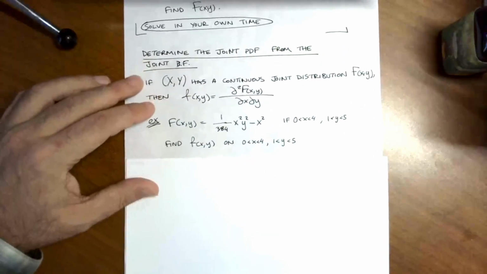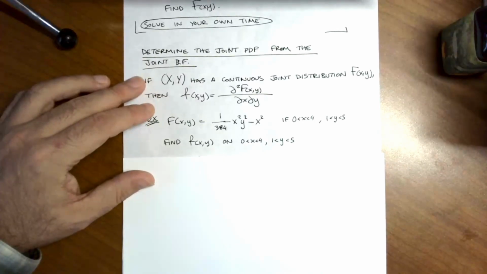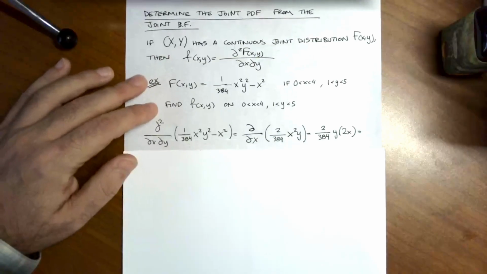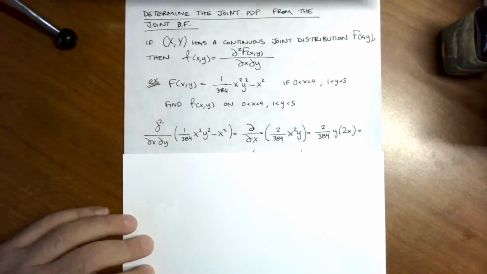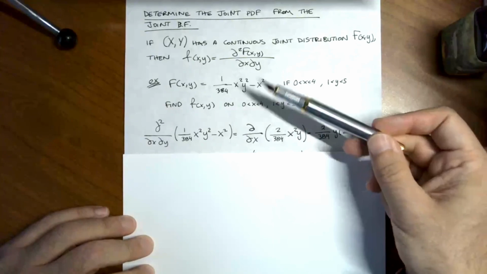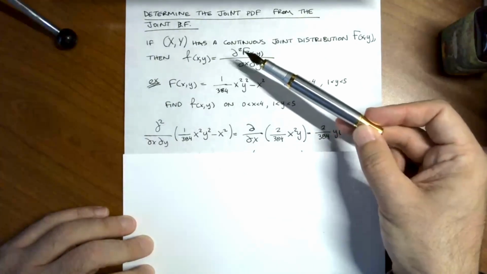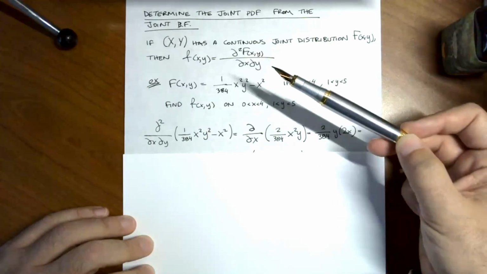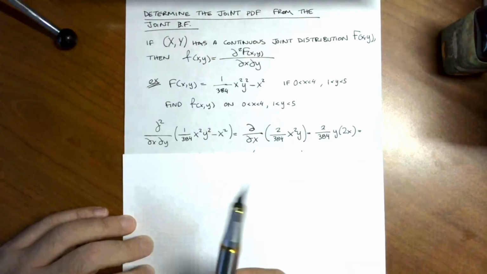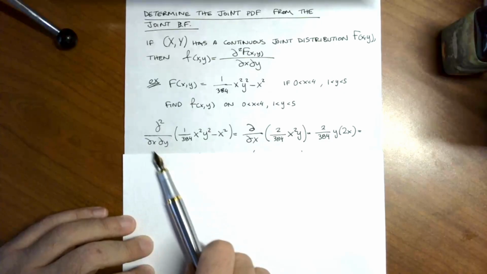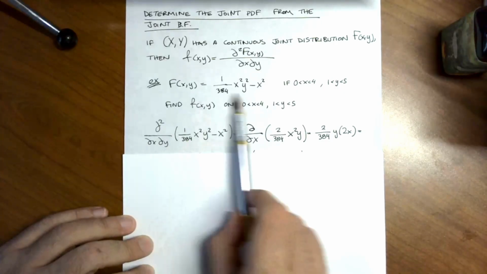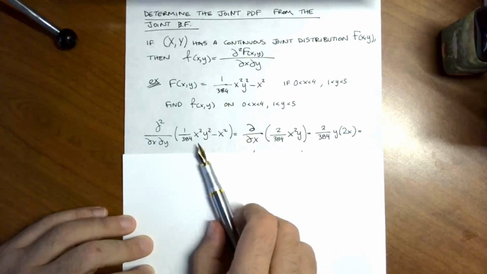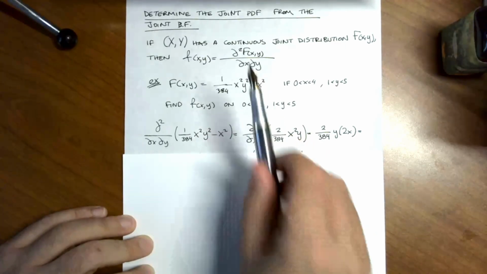So the question is: find lowercase f of x comma y for these domains for x and y. How do you do this? Well, we simply are going to apply the definition over here. We're going to take the second derivative of this capital F function with respect to x and with respect to y. So this is the way to write this, del 2 over del x del y of this functional form that I have already given you, this F of x comma y. Okay, this is the equivalent expression to this thing over here.